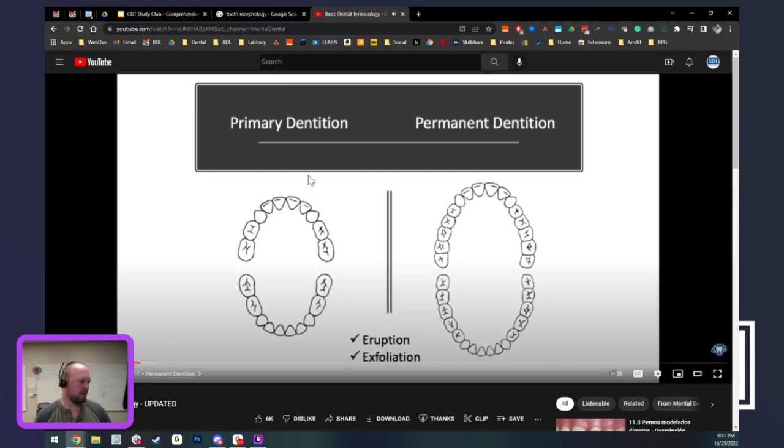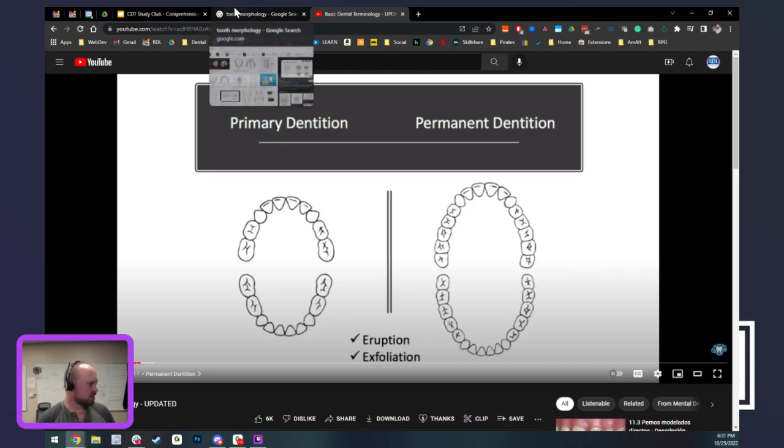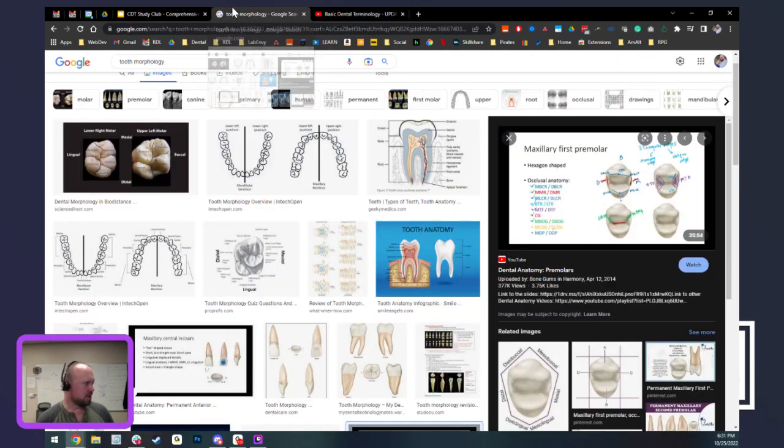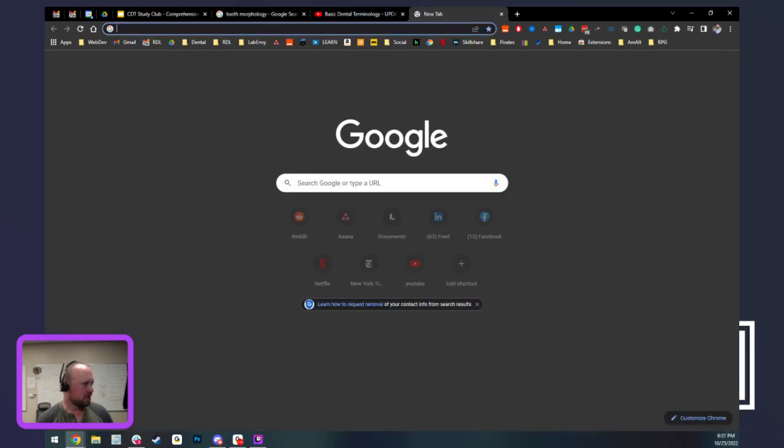There you go. So this is one of the things that we do need to cover. That's actually pretty cool. So let's look at primary dentition and permanent dentition, and we'll add that into our tooth morphology stuff.